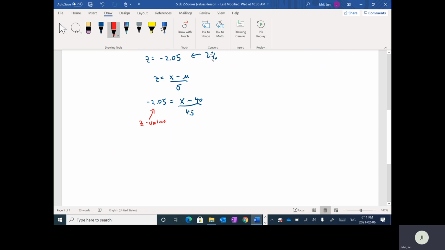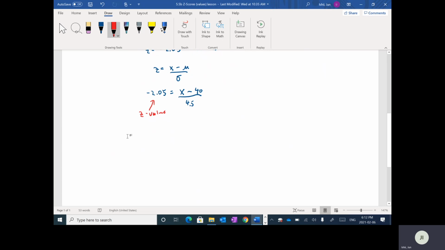So the 2% here represents percentage, obviously, and we looked it up, and we found that the corresponding Z value is negative 2.05. All right, so we want to solve this equation. We want to solve for x. So, the very first day, I think we did some equations, and we were solving for x, so we'll do the same thing here.